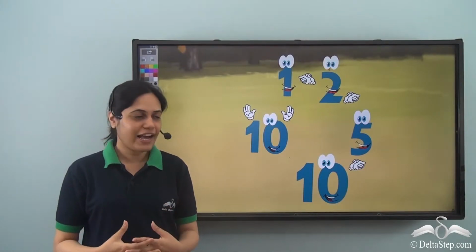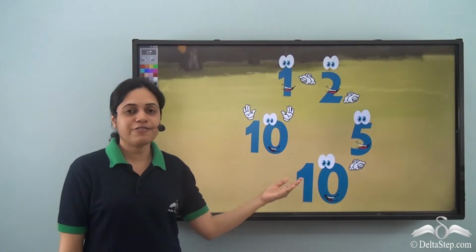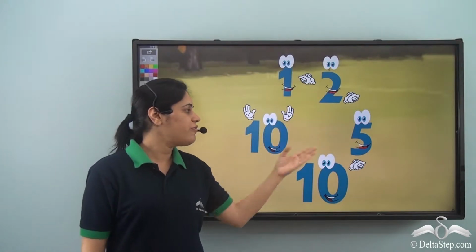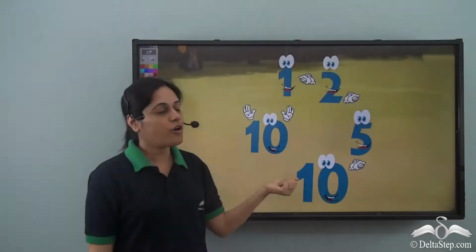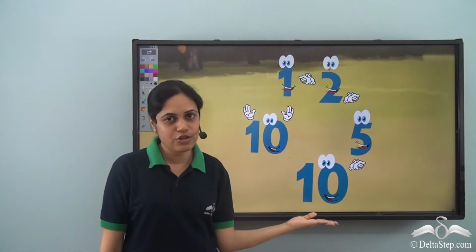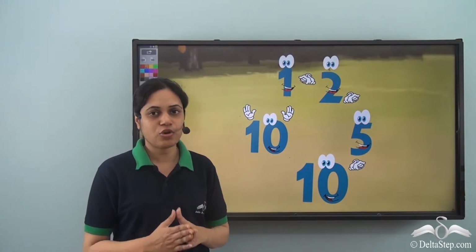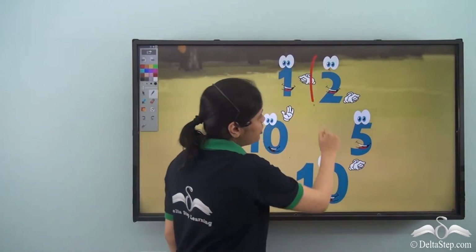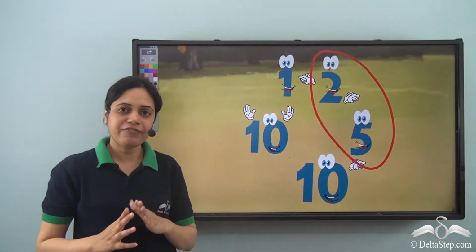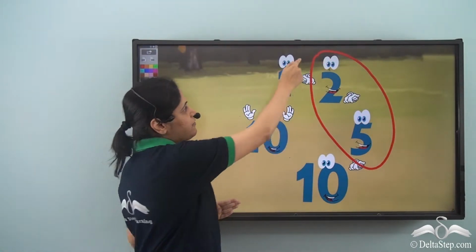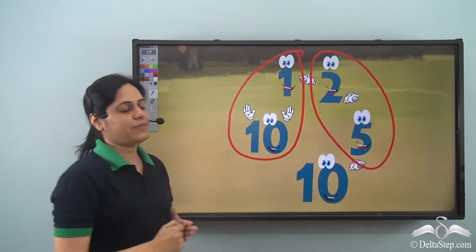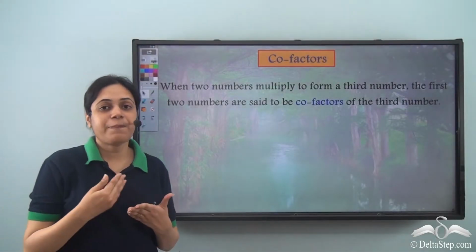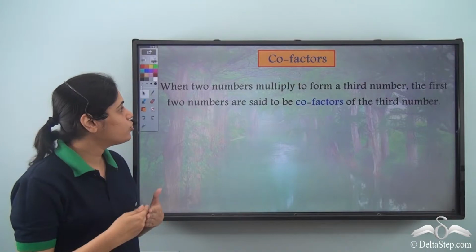We know that in Numberland, the numbers which are the factors of another number are the friends of that number. So 1, 2, 5 and 10 are the friends of 10, or we can say that they are the factors of 10. Now among these factors also, there are some factors or some friends which are special to each other. So 2 and 5 are special to each other, and 1 and 10 are special to each other. And these special friends are called cofactors.